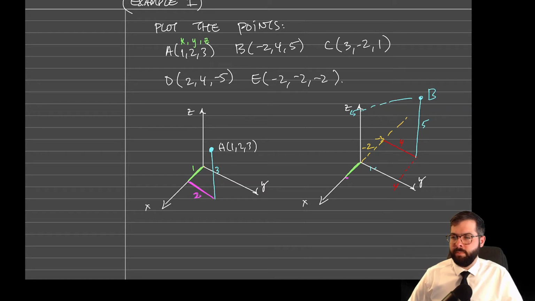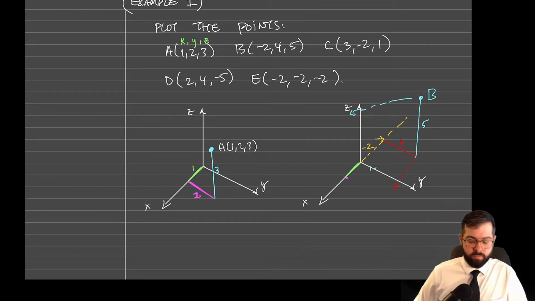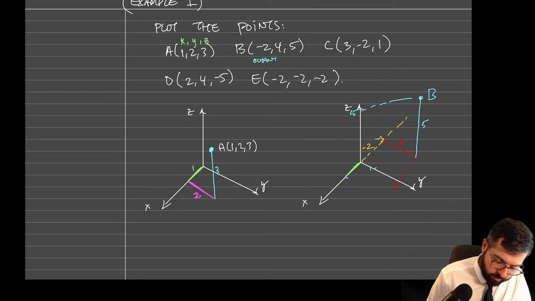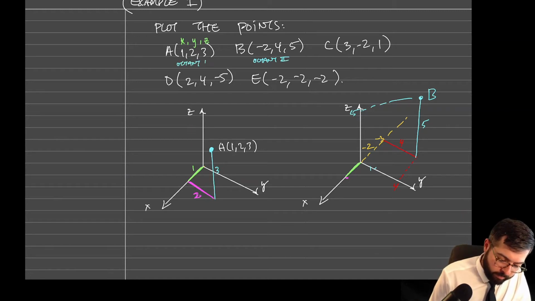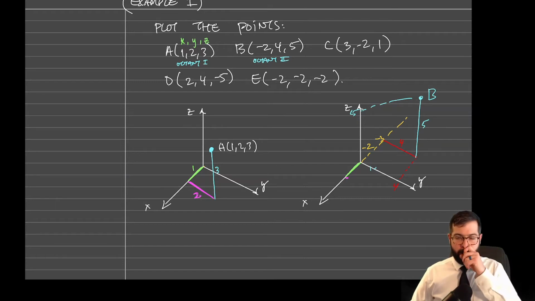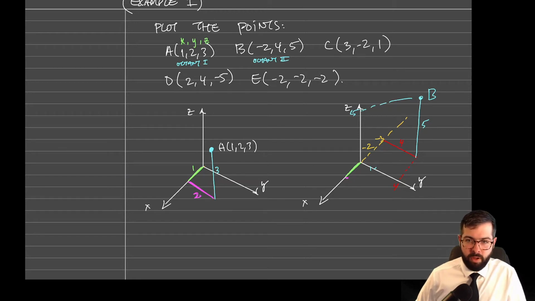Does that make sense? So this is in quadrant 2, right? X is negative, Y is positive, Z is positive. Did I say quadrant? What did I mean? How many do we have now? 8, right? So it's an octant. So this is octant 2. The first one was octant 1. Point C, 3, -2, 1. Can somebody else help me out?